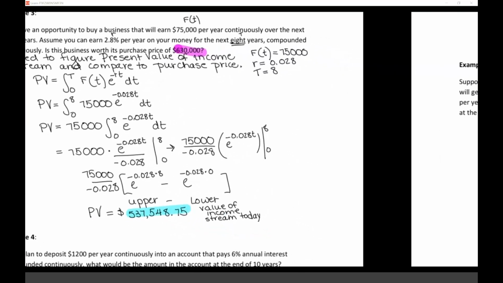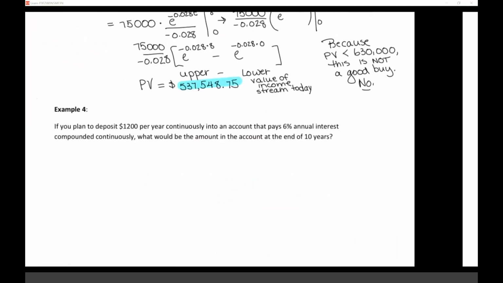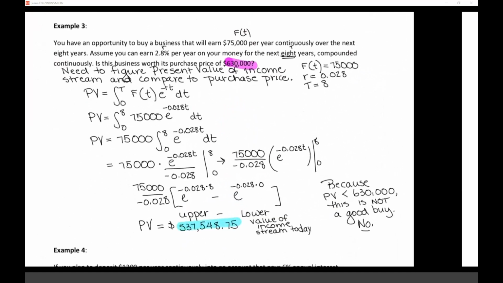All right, so because the PV is less than 630,000, this is not a good buy. But you've got to understand what the present value is telling you. So I would say no, don't buy. Okay, so that's the present value calculation. Anybody have questions on present value?